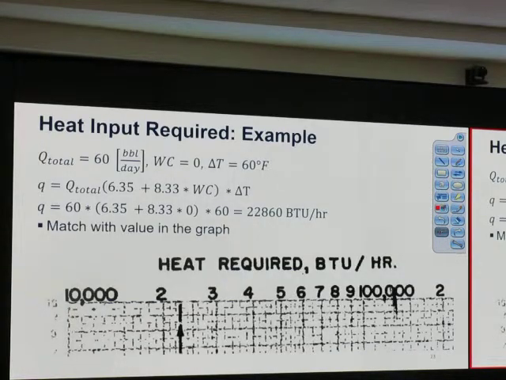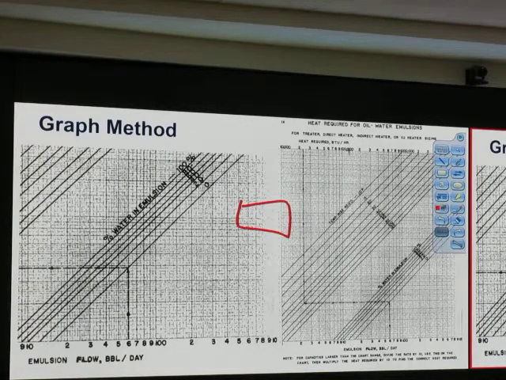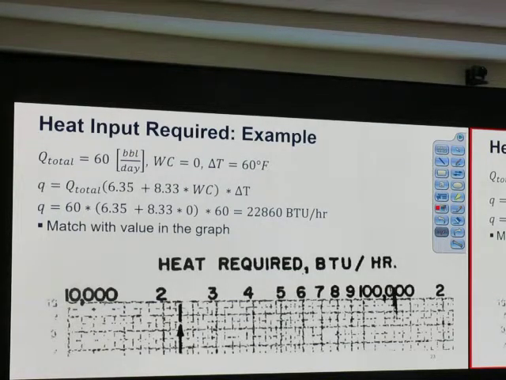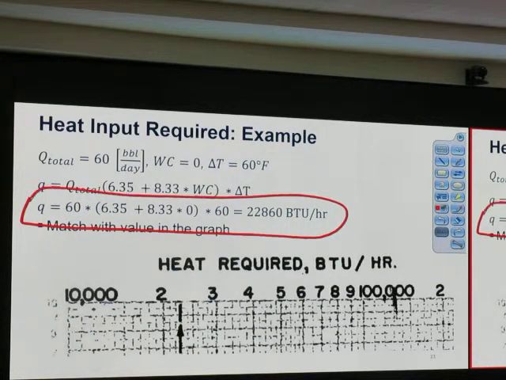Let's take a look at other requirements. This is just how to use it. I get that much and it matches the value from the chart. This slide is about Q total of 60, no water, temperature raised by 60 Fahrenheit. This is the BTU per hour calculated from the equation.